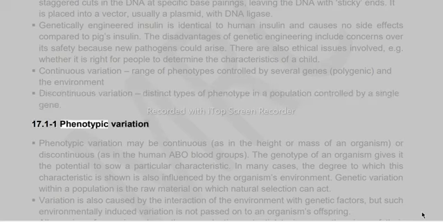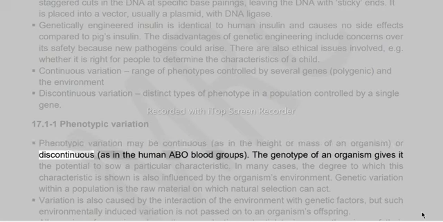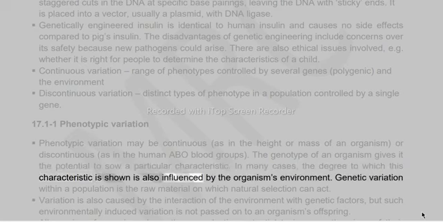17.1.1 Phenotypic variation. Phenotypic variation may be continuous, as in the height or mass of an organism, or discontinuous, as in the human ABO blood groups. The genotype of an organism gives it the potential to show a particular characteristic. In many cases, the degree to which this characteristic is shown is also influenced by the organism's environment.